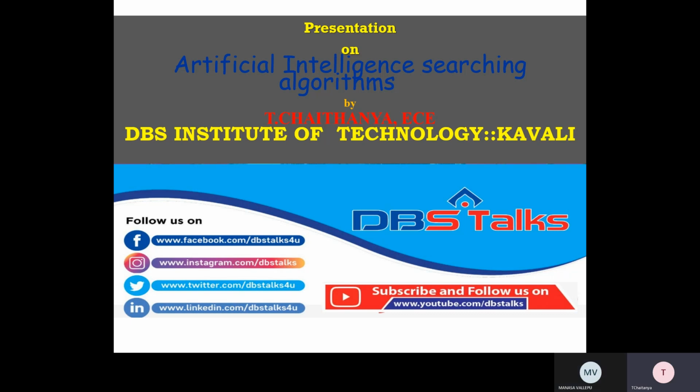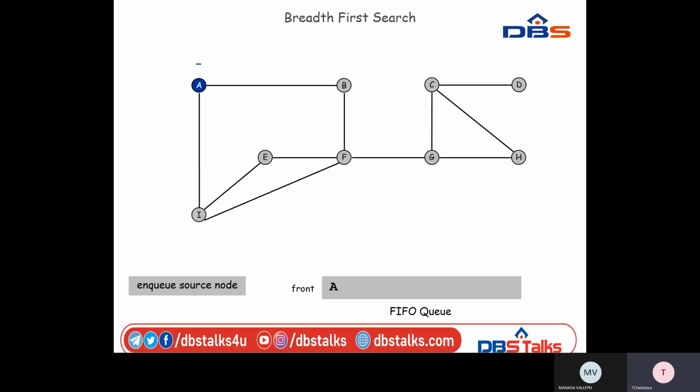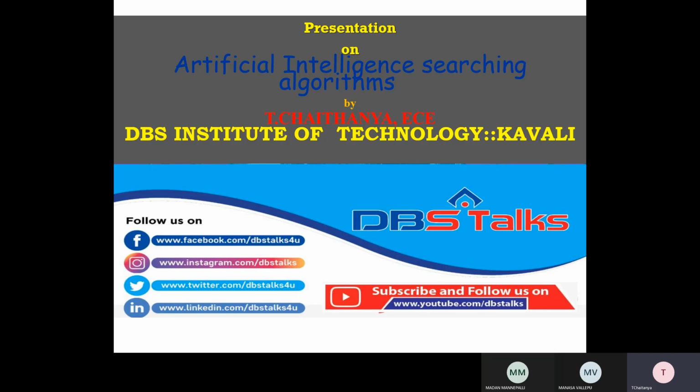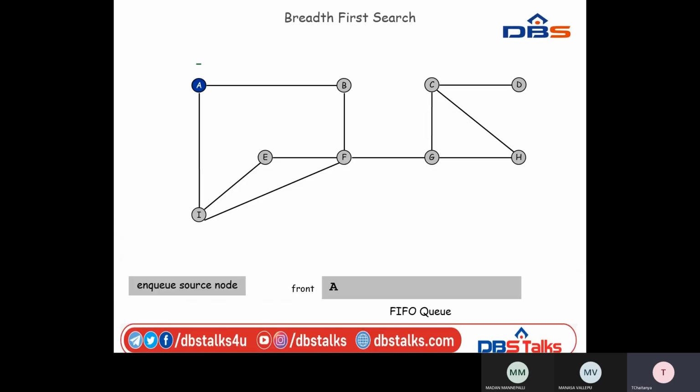Yes, sir. So today we'll see some searching algorithms. Our first one is breadth first search. We have breadth first search as well as depth first search. These are two algorithms which help us search a given data in artificial intelligence. First we will see the breadth first search algorithm.